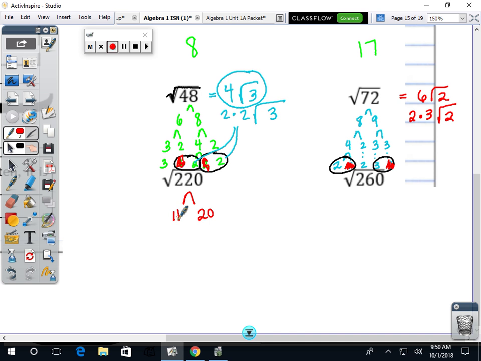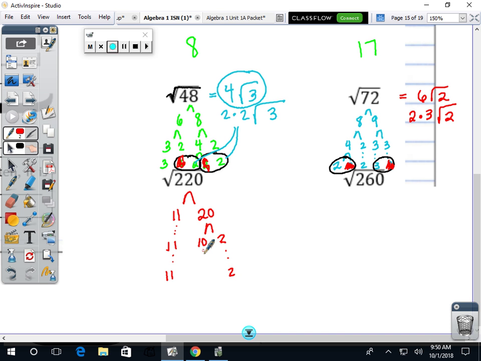Okay, now 11 is prime, right? Because the only way to get an 11 is 11 times 1. But 20 is not, so I'm going to break it down. What are numbers that multiply to 20? Okay, 10 and 2, or 5 and 4 would have worked. 11's prime, so it just keeps dropping down with the rest of them. Now 2 is prime and 11's prime, so they're just going to drop down.